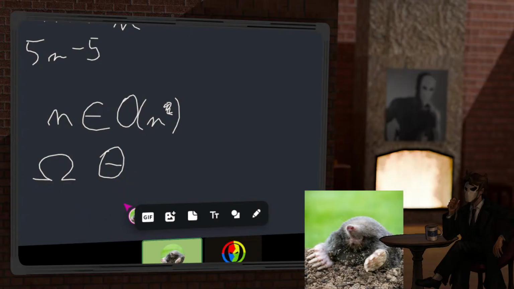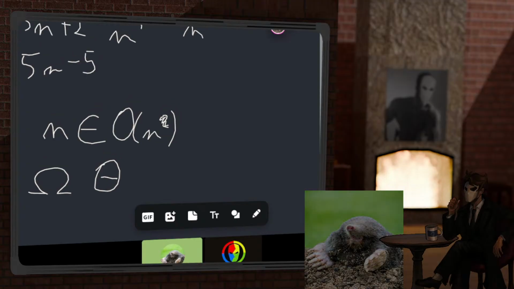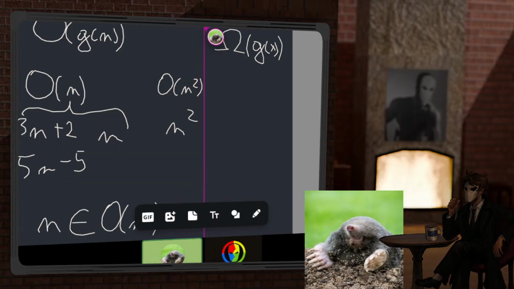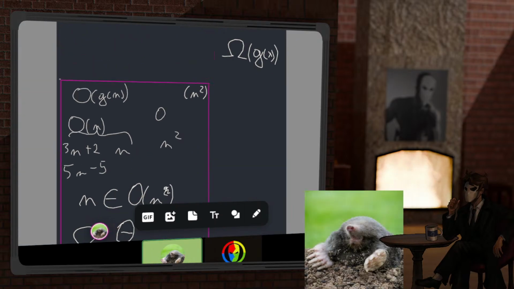Omega is very similar to big O notation, except it is a lower bound instead of an upper bound. For example, if I take omega of, actually I'm going to take all that on the side.